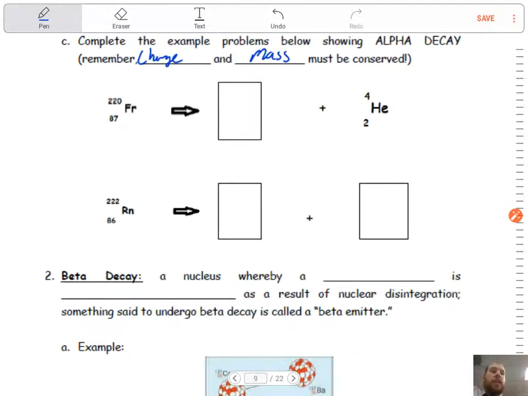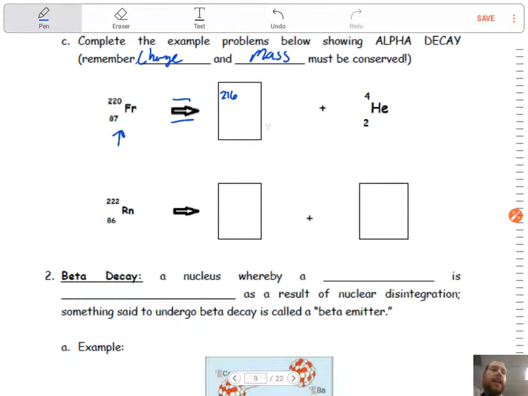So an alpha particle is here. Think about it like this, in terms of a math equation. You've got your total, which equals your two parts. So the arrow, guys, is like your equal sign. We have to make sure that the mass is going to be equal on both sides. So it's essentially like saying, 4 plus what equals 220? Or, on the flip side, 220 minus 4 equals what? So 216 is going to be our new mass.